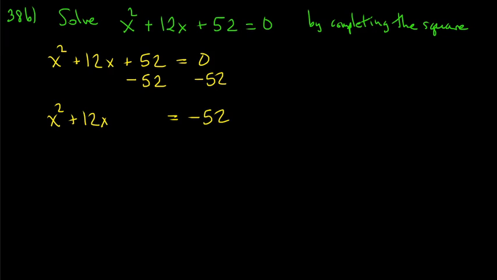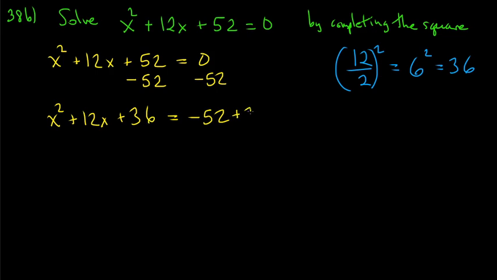What are we going to add? Well, take the number in front of the x, that's the 12. Divide it by 2, and then square it. So 12 divided by 2 is 6. 6 squared is 36. So I'm just going to add 36 to the left side. But to balance the equation, I have to add 36 to the right side. So x squared plus 12x plus 36, which is a perfect square trinomial, is equal to negative 52 plus 36, which I think is negative 16. Yep.